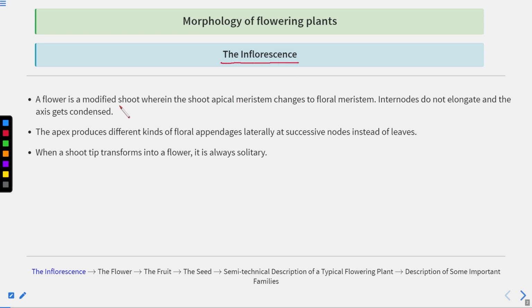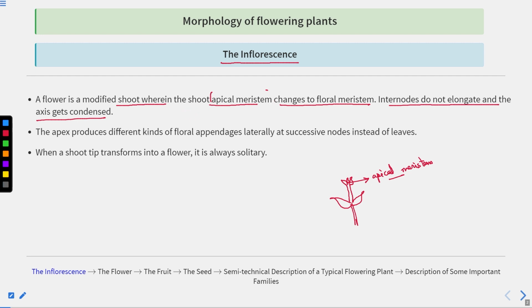A flower is a modified shoot wherein the shoot apical meristem changes into floral meristem and internodes do not elongate and the axis gets condensed. So what happens generally, you must have seen the apical axis, it is having the apical meristem. Generally the apical meristem forms the new leaves, and again there is a small bud-like portion that gives you the new leaves, right?